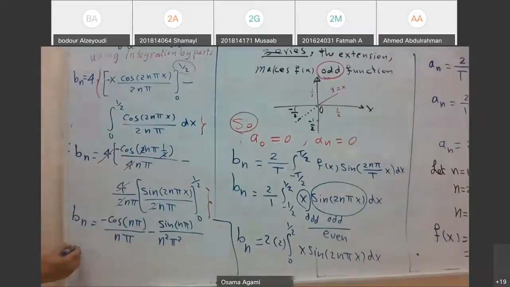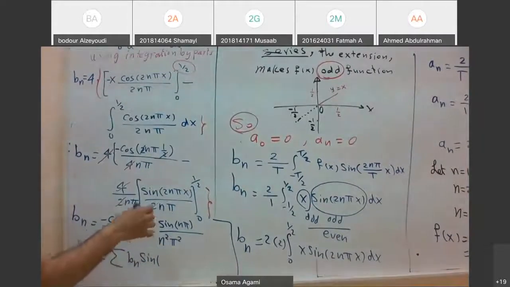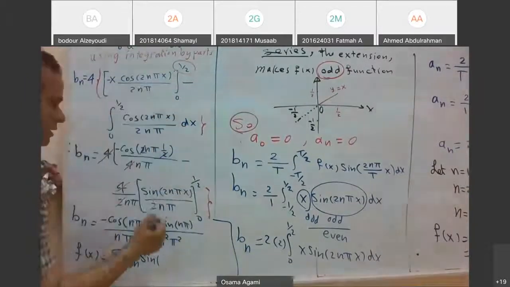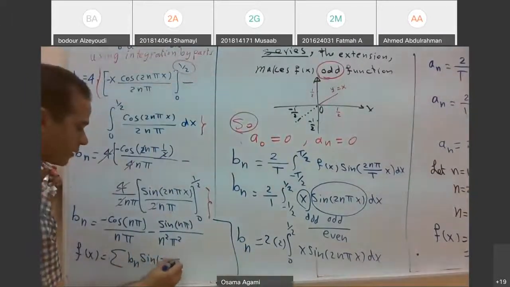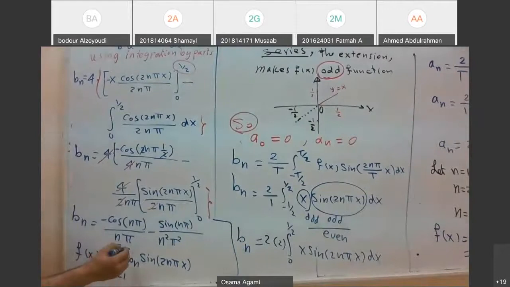What's my Fourier series? My Fourier series will be the sum of Bn sine, the same as inside the integration, sine 2n pi x. Now I know my Bn, I can substitute in this function.